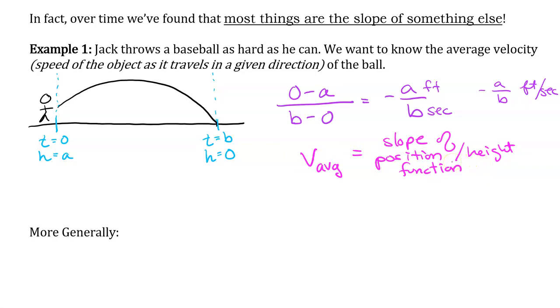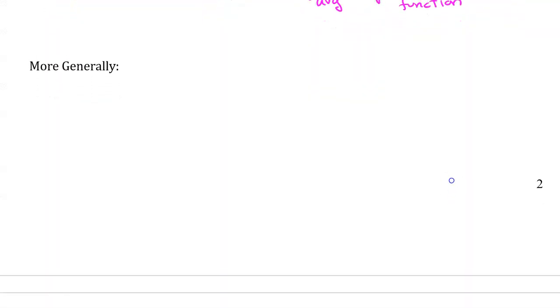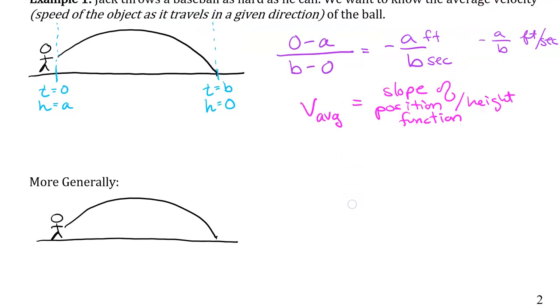So let's talk about this a little bit more generally. Let's see if we can find us a formula for this. So let's bring back Jack and his lovely baseball. All right. So let's say that we want to go even more generally. So we're not having a start and an end point. We want to know more along the lines of some weird place here that we don't know and some weird place here that we don't know. We don't know the time or the height of either of these locations.